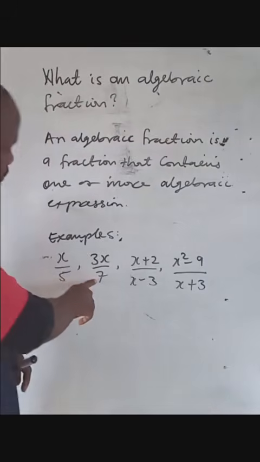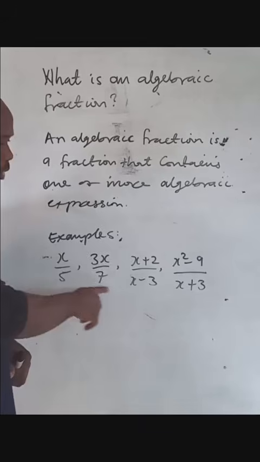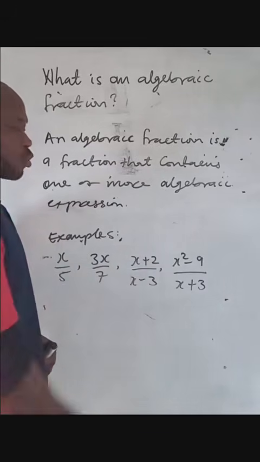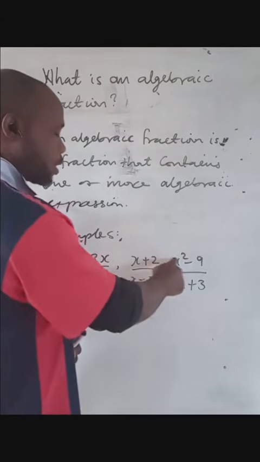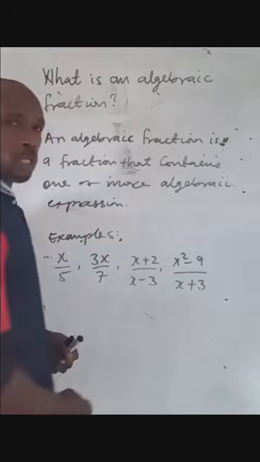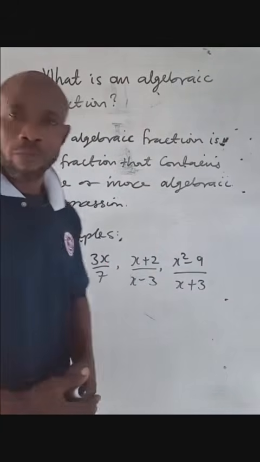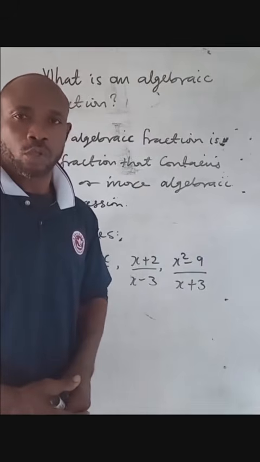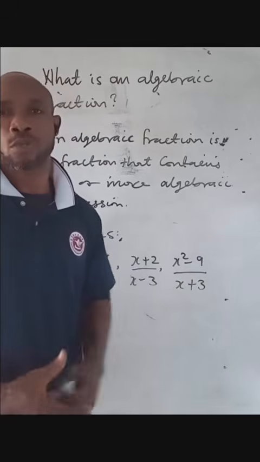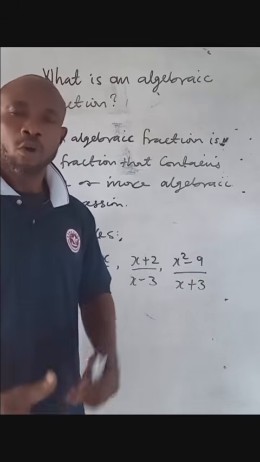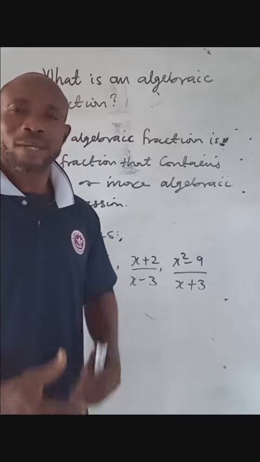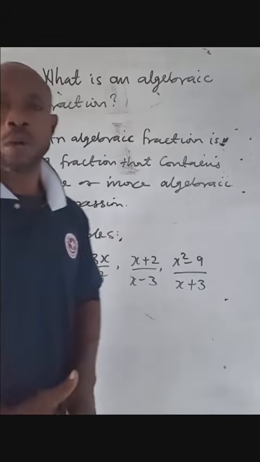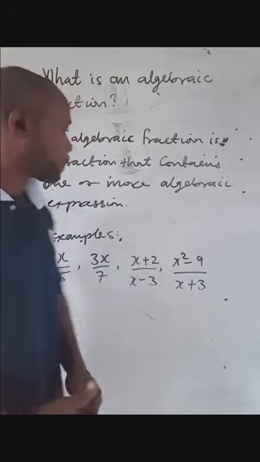3x over 7 is an algebraic fraction. x plus 2 all over x minus 3 is an algebraic fraction. x squared minus 9 all over x plus 3 is also an algebraic fraction. So why are they algebraic fractions? Why are they not just called fractions? They are called algebraic fractions because they contain algebraic expressions.